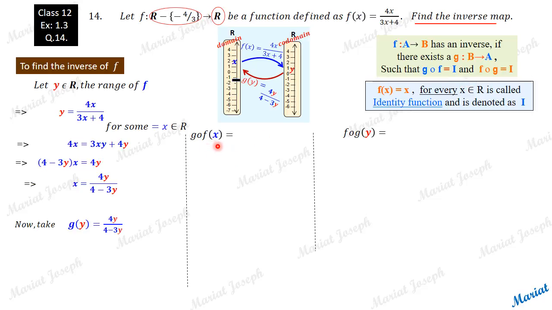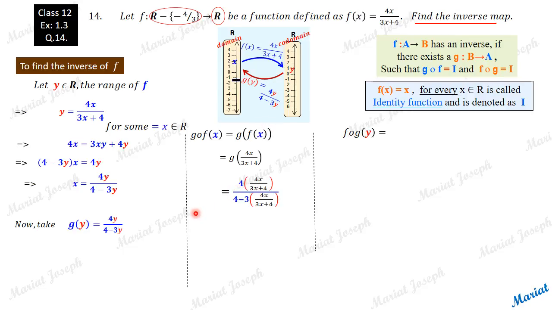GOF of x is equal to g of f of x according to the composition. G of f of x. What is f of x? F of x is this rule. So let me replace this rule in place of f of x: 4x upon 3x plus 4. Now g of this expression needs to be calculated. What does the g say? G says g of any element is 4 times the element upon 4 minus 3 into that element.